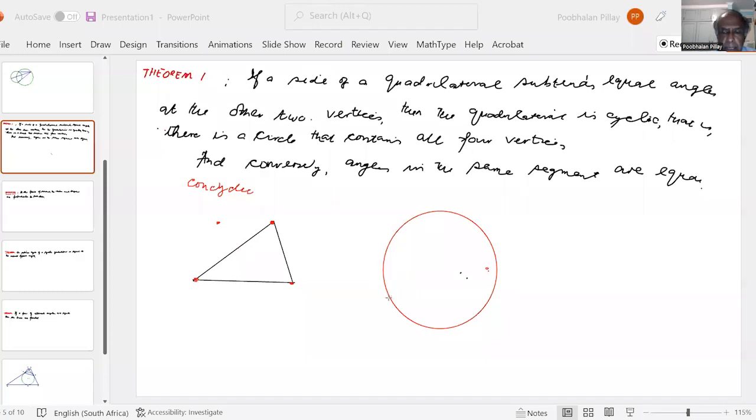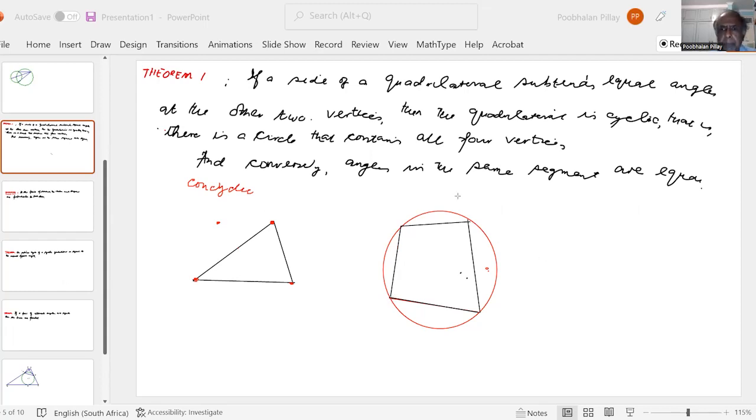Let me just use black here. Right. So you've got the 4 vertices are concyclic. That means there's a circle that goes through all those 4 points. Then one of the important things about a circle is that angles in the same segment are equal. What does that mean?